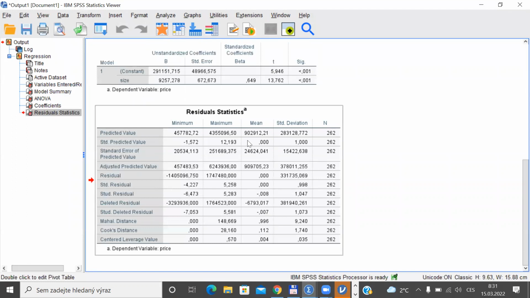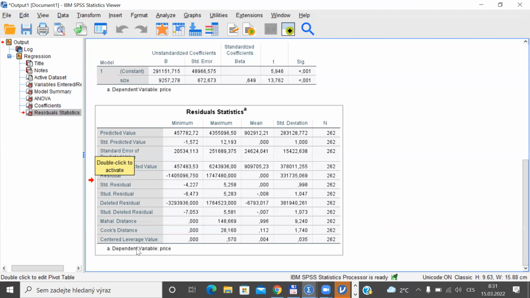SPSS also gives this output if you ask for Cook's distance. For simplicity, you can see that for Cook's distance, the biggest value is 28. This is point number 155. Here is the mean, here is the standard deviation and the number of cases from which this is computed. And this table is much broader automatically, as it also includes all other possibilities that can be saved in your data. So here we have predicted values, residuals, etc.